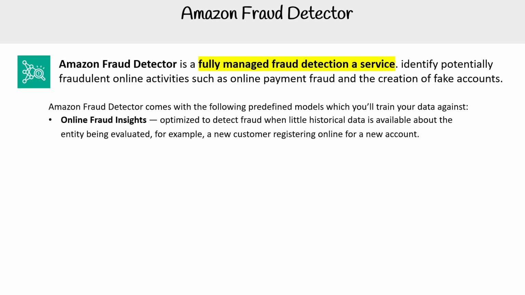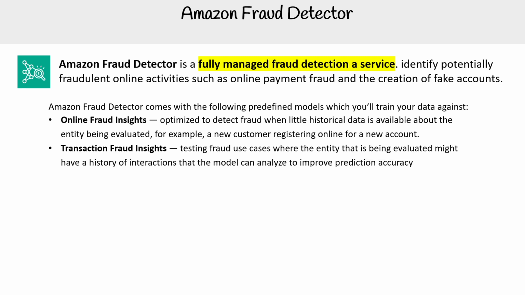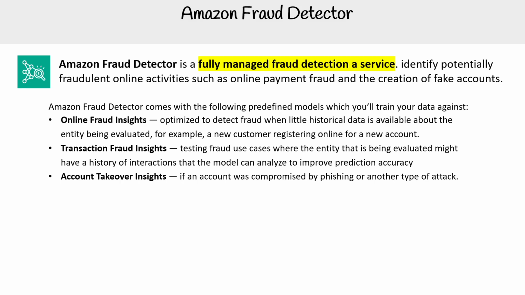So we have the online fraud insight, which is optimized to detect fraud when little historical data is available about the entity being evaluated. For example, a new customer registering online for a new account. Transactional fraud insights. So testing fraud use cases where the entity that is being evaluated might have a history of interactions that the model can analyze to improve prediction accuracy. Account takeover insights. So if an account was compromised by phishing or another type of attack.